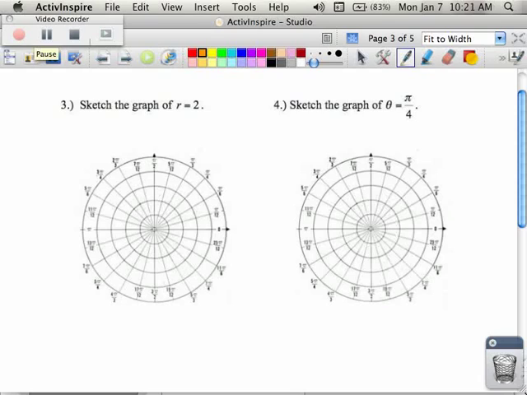Number 3, whenever you see a graph that looks like r equals, that's just going to be a circle with the radius, whatever they tell you. So in this particular case, this is my graph. So anytime you see r equals, it's a circle, and that's the radius.